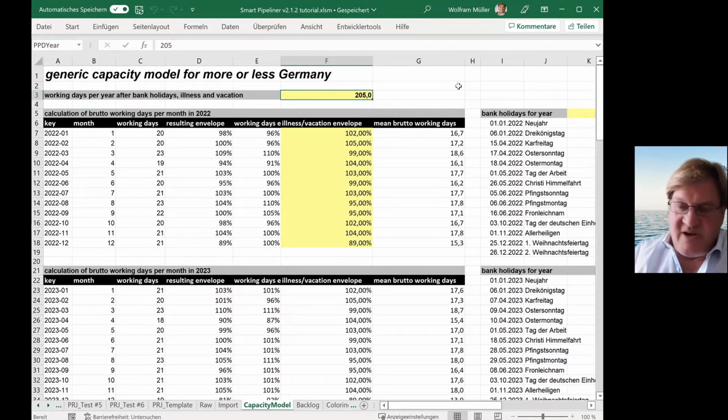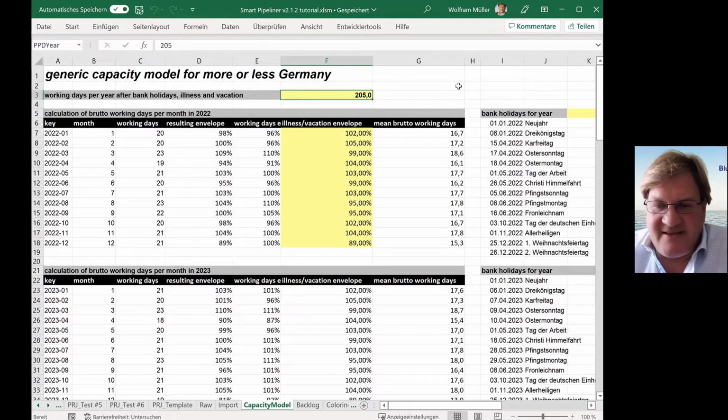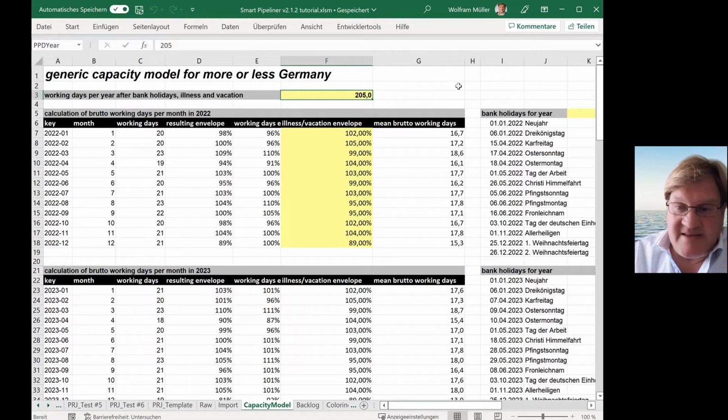So currently in Germany, we calculate something around 205 days. Sometimes there are company events at Christmas time and in summer and stuff like this, so even these are subtracted. We learned in the past that 205 days at the desk is a reasonable number after vacation, after illness, and after special events. And that's the base.